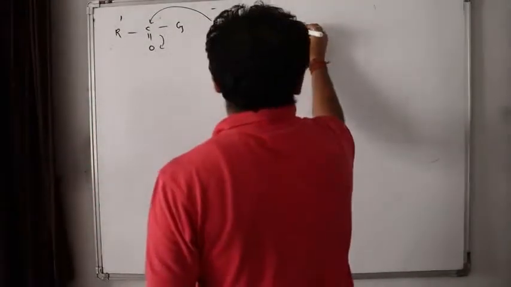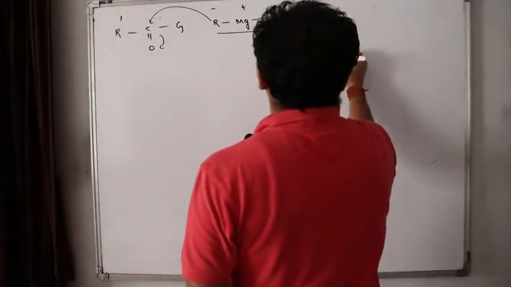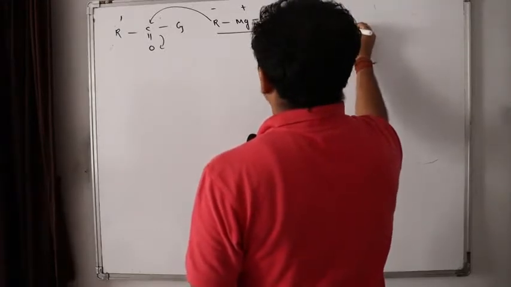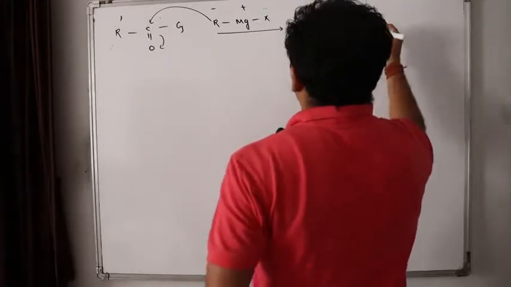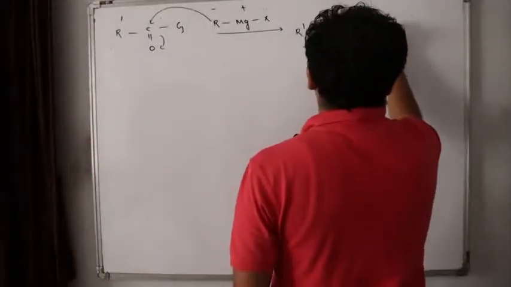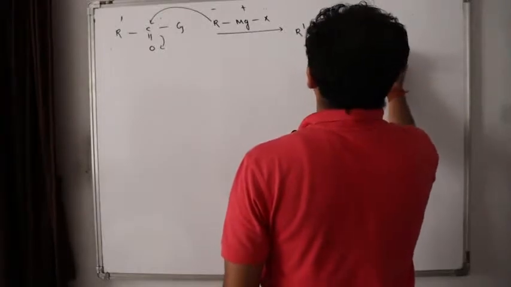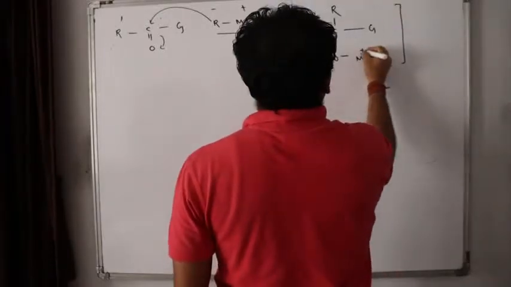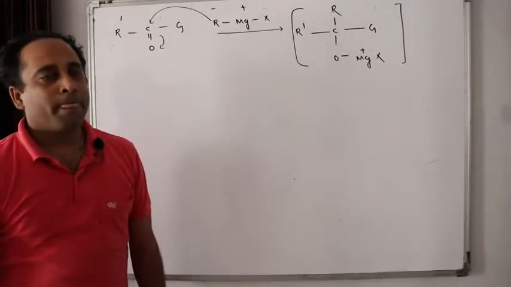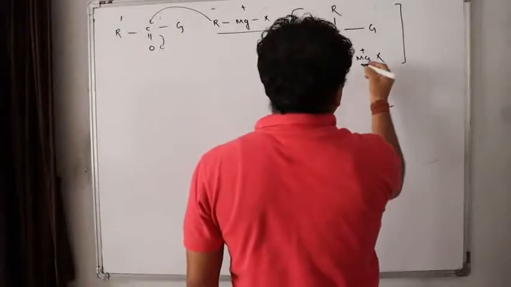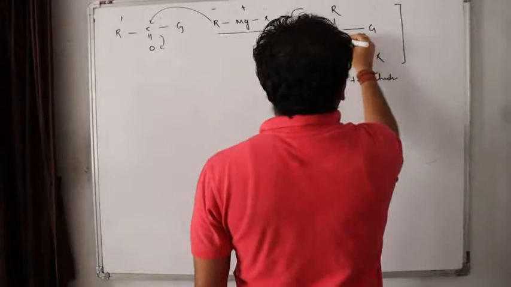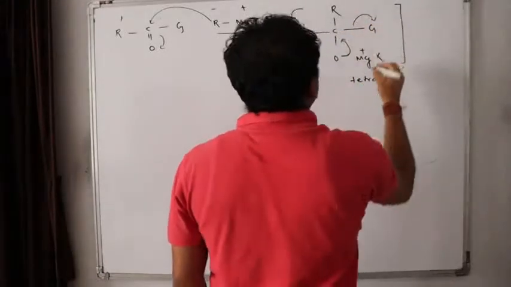Can I write here like this? R' C O minus R. Yes or no? Here R minus attacks this, isn't it? And here what we have? G, and this O minus Mg. Yes or no? This is the intermediate formed. Now as the intermediate is formed, this is a tetrahedral intermediate. Now when this minus reverts back, this will throw the G out.